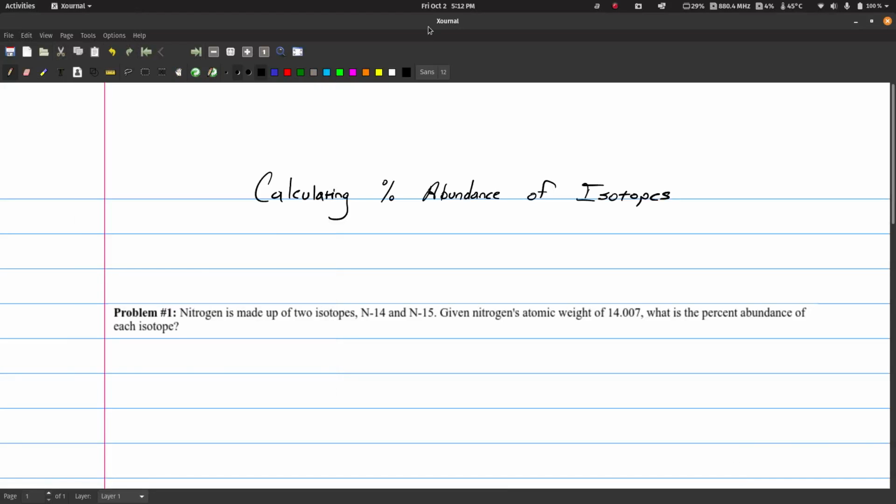Okay, so I'm gonna go over this in a separate video. This is calculating the percent abundance of isotopes.